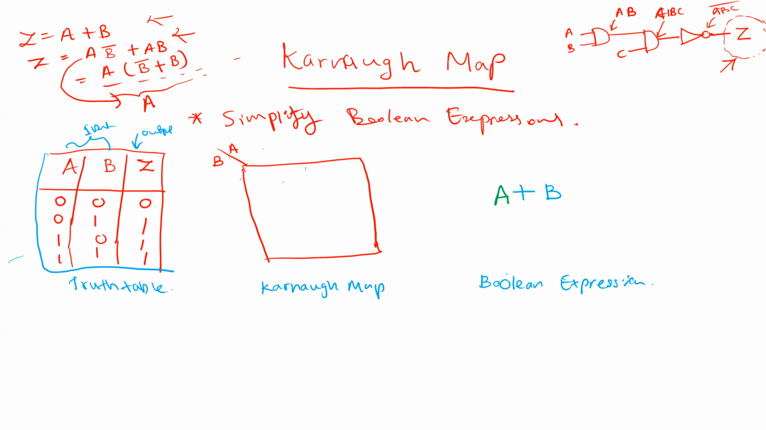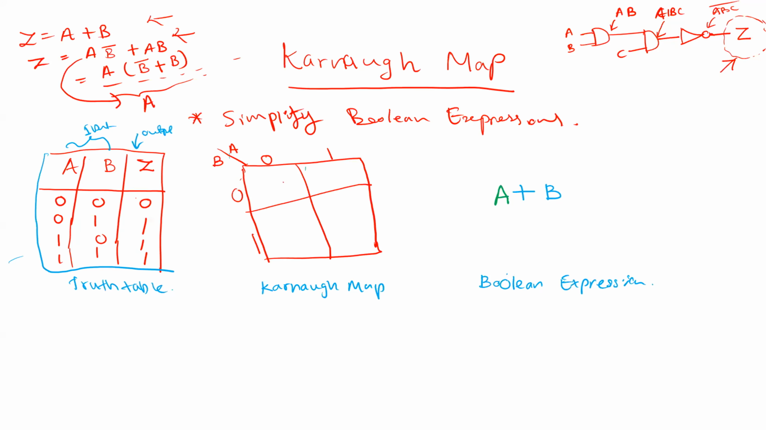Right? The possible input for A is 0 or 1. Possible input for B is again 0 or 1. Now we are going to give the values. So this is like marking points on a graph.